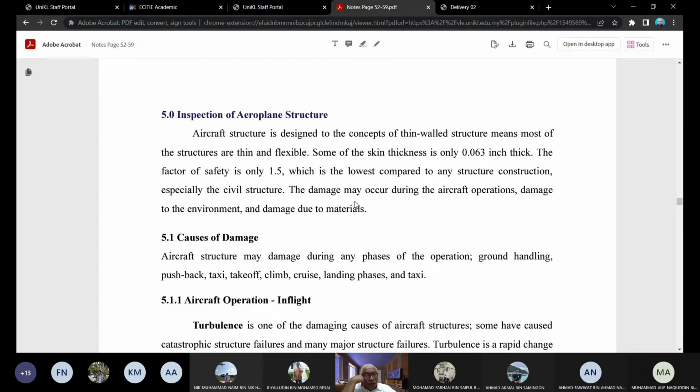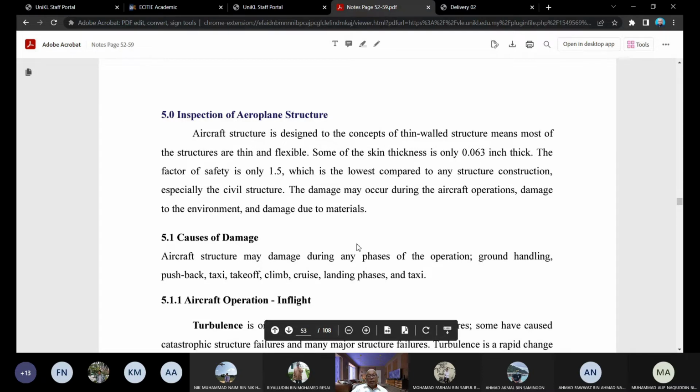And that's why we have many parts of the structure, like stringers, doublers, frames, bulkheads, to stabilize the structure, because most of the structure is very thin. Because it is thin, the structure can be damaged easily in operation, and that's why we need to do inspection. And also when there is structure damage, you need to do inspection to determine the extent of the damage.